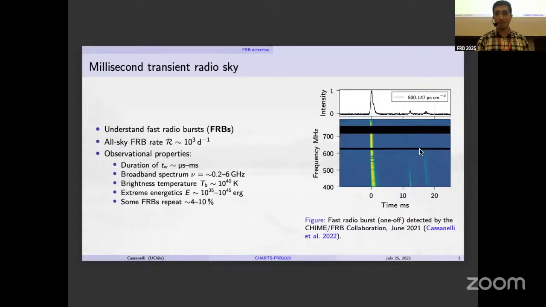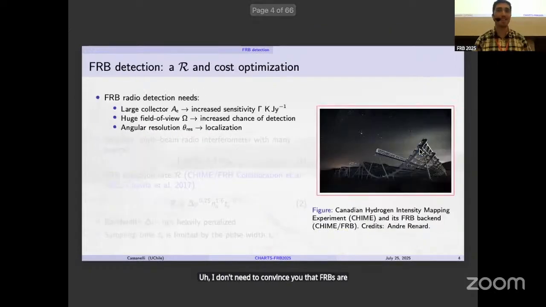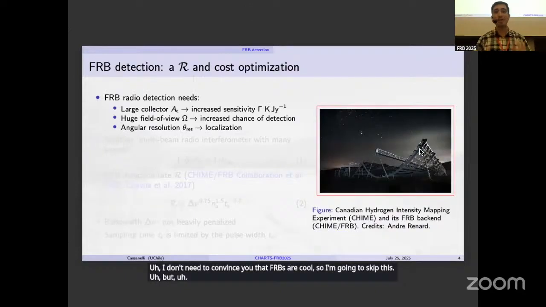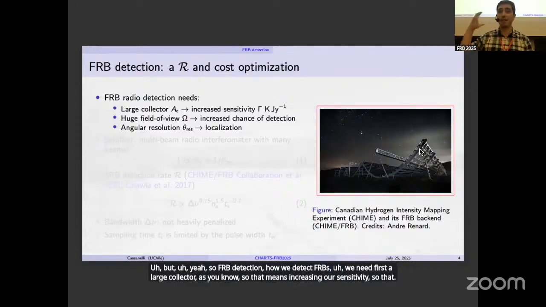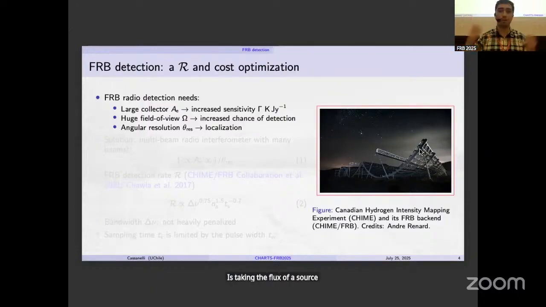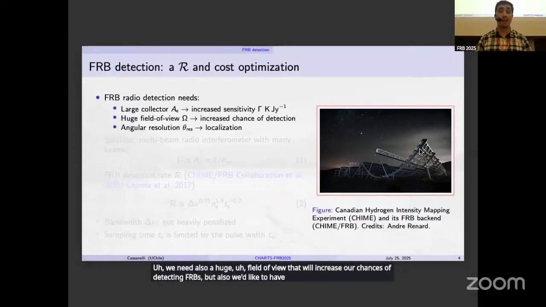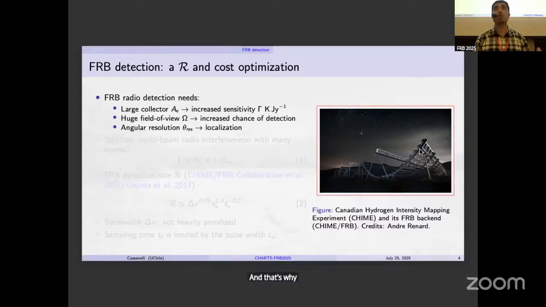I don't need to convince you that FRBs are cool, so I'm going to skip this. Yeah, so FRB detection, how do we detect FRBs? We need first a large collector, as you know. So that means increasing our sensitivity. So that is taking the flux of a source and transforming that to milliwatts or Kelvin. We need also a huge field of view that will increase our chances of detecting FRBs. But also we'd like to have a small angular resolution. That means localizations of these events. And that's why CHIME is a great tool for this, an interferometer.